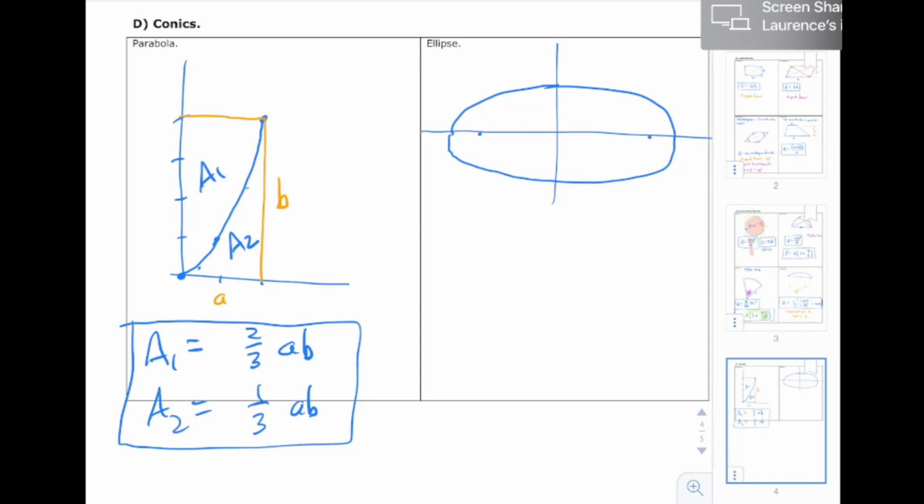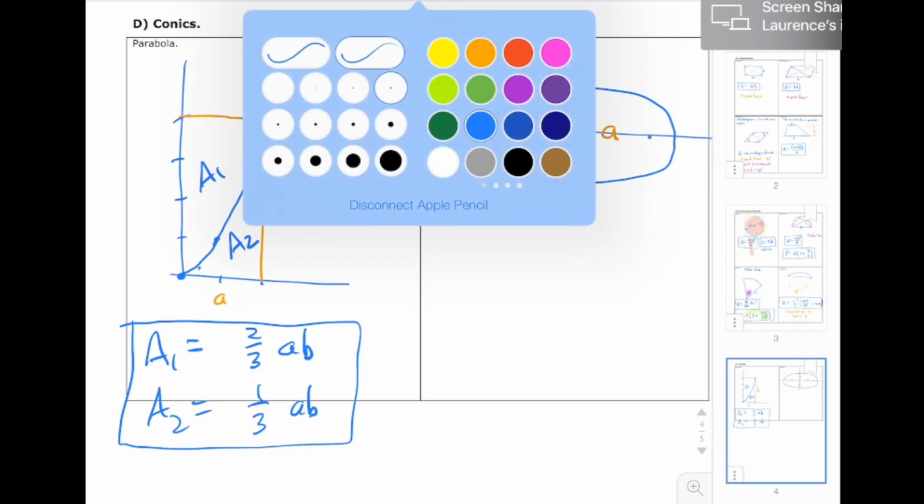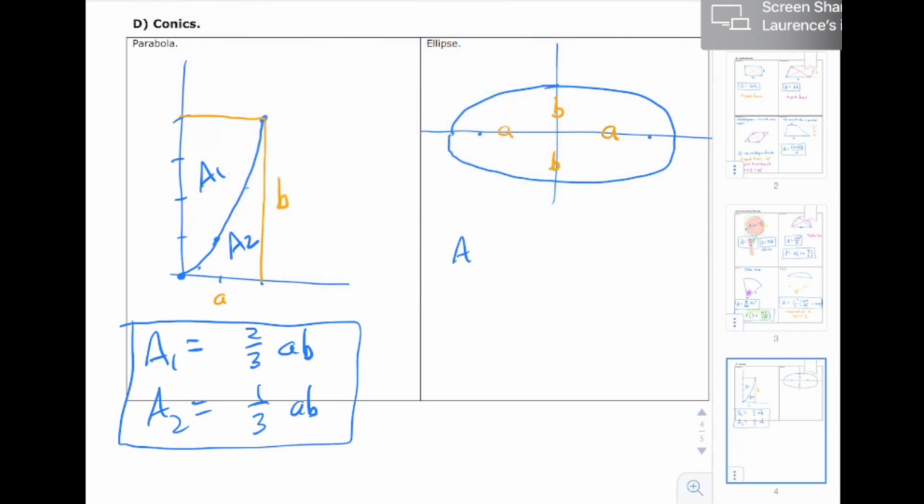So the characteristic dimensions of this thing are that we're going to call this length A and this length A, and it's perfectly symmetrical, of course. This length B and this length B, perfectly symmetrical, of course. So what the heck's the area of this thing? What the heck's the perimeter of this thing? Well, the area is, and this is amazing to me, pi AB. Let's think about that formula for a little bit. Pi times A times B.